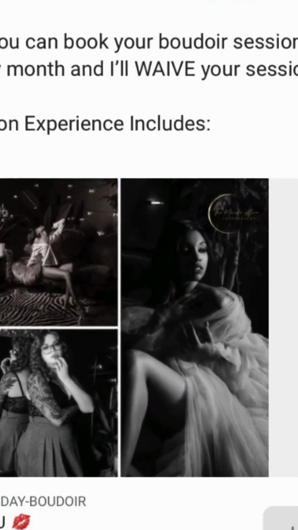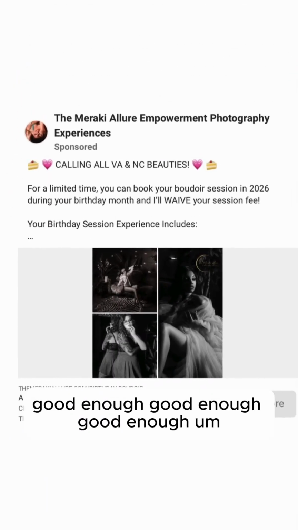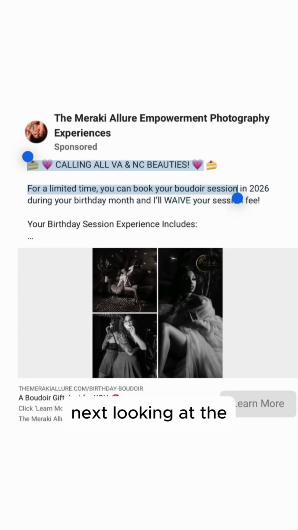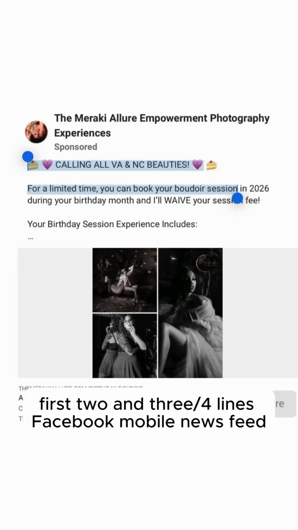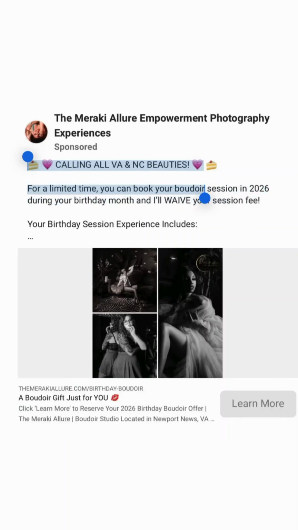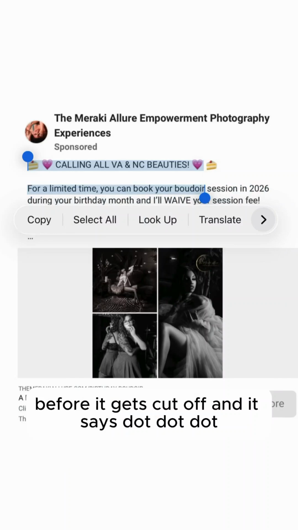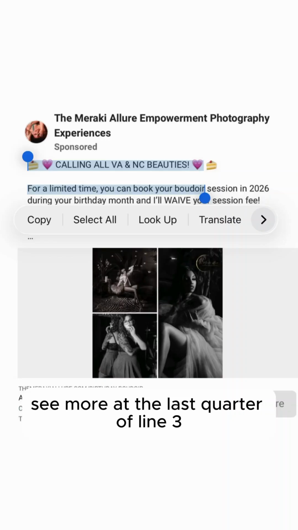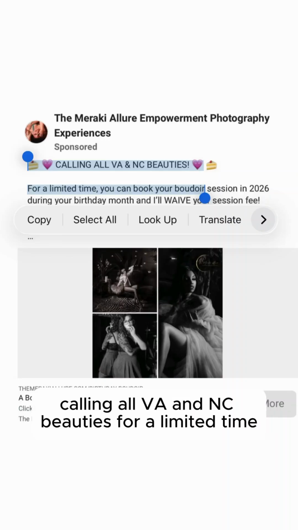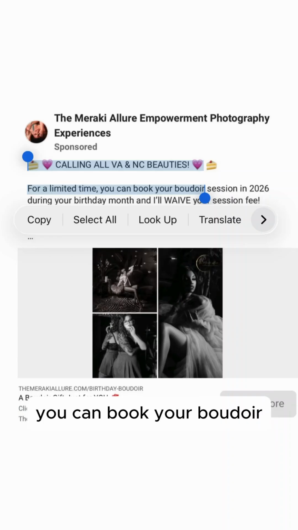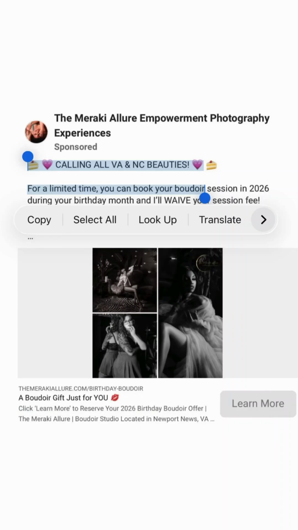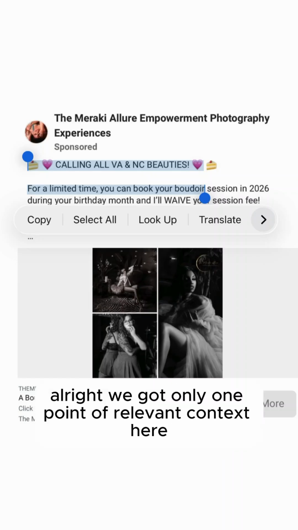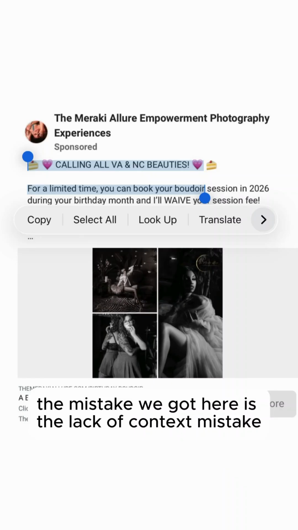Creative, yeah, probably okay. I mean, we got a little bit up here. Creative, yeah, good enough. Next, looking at the see more headline, the first 2 3/4 lines on the Facebook mobile news feed before it gets cut off, and it says see more at the last quarter of line 3. Calling all VA and NC beauties. For a limited time, you can book your boudoir. All right, so we got only one point of relevant context here. So the mistake we got here is the lack of context mistake.